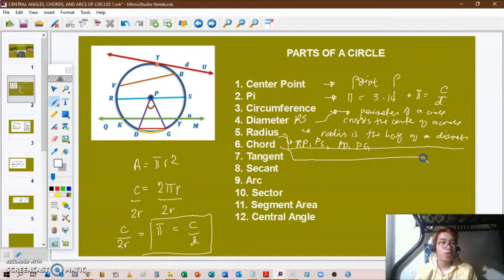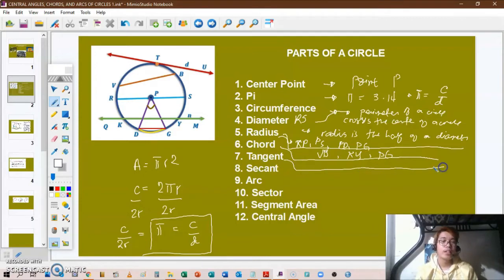Then we have the chord. The chord is a line segment that is not found on the center of the circle. So that will be VB, KY, and DG can also be a chord. We have a lot of chords inside of this circle.